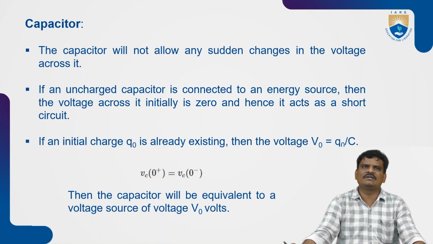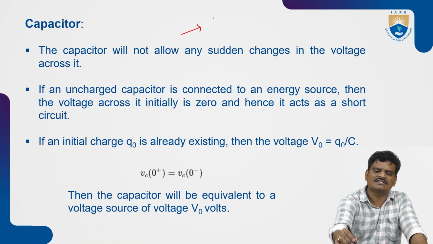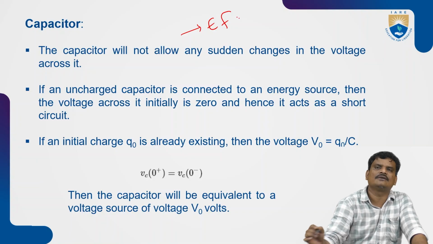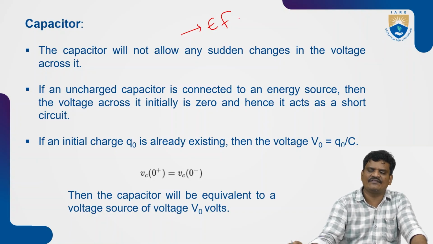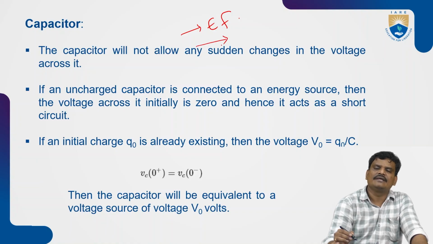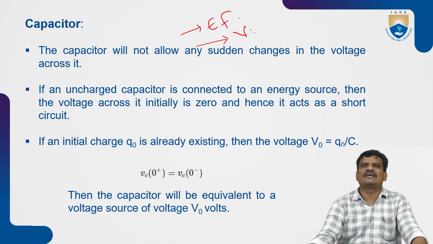Before going to study the behavior of a capacitor under a transient state condition, we need to know the properties of a capacitor. What are the first properties of a capacitor? It tries to store the energy in the form of an electric field. And coming to the next point, it opposes the sudden changes in the value of voltage.